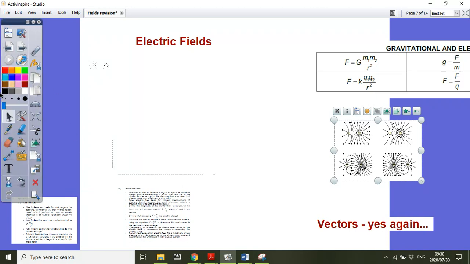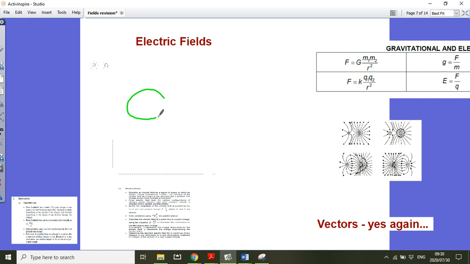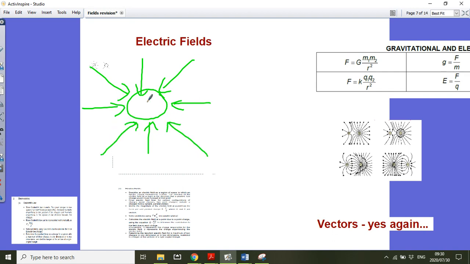Now, for fields again, similar to gravitational field, if I look at one charge, this charge creates a field around it. And we have already said that if there were two, there will be a force between them. But now, there is my field. If the field lines are like that, they could ask you to predict what the charge is. If it's coming towards it, it must be negative.